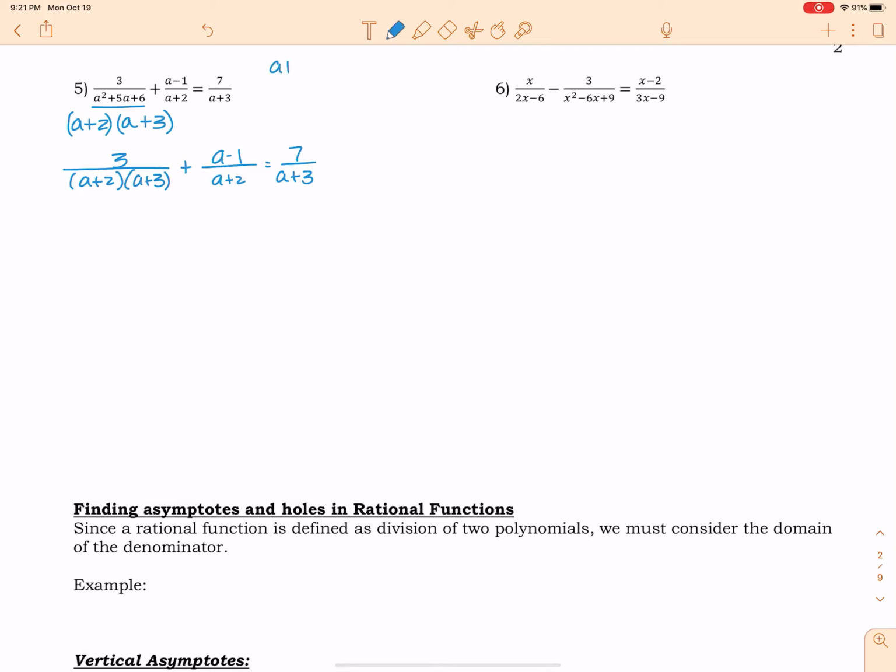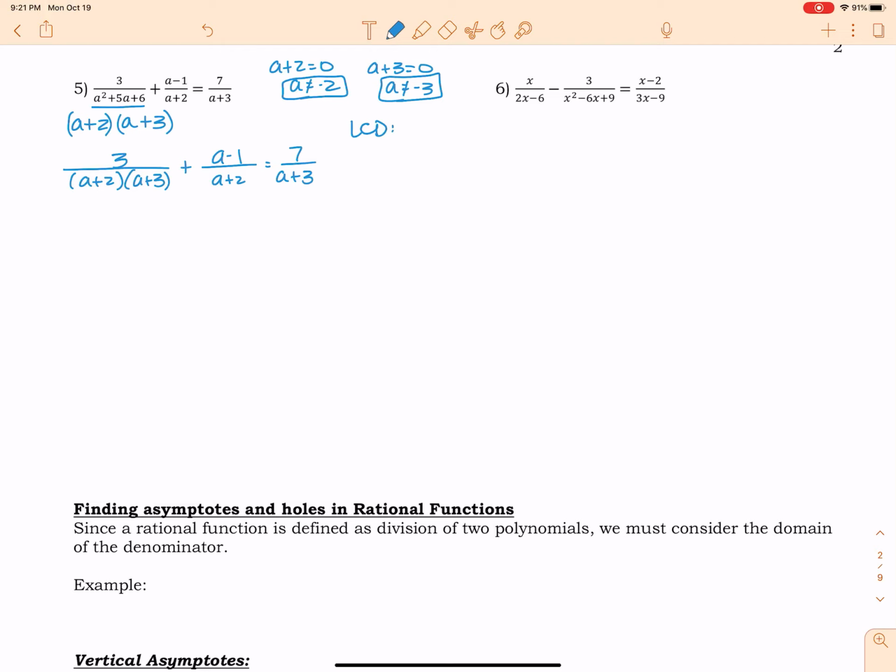So I'm going to set a plus 2 equal to 0 and solve. Okay, so a can't be negative 2. Going to set a plus 3 equal to 0 and solve. A can't be negative 3, and that takes care of it. If we get those as solutions, there's no solution, or we list them as extraneous solutions. Okay, the next thing we have to do is decide on the LCD.